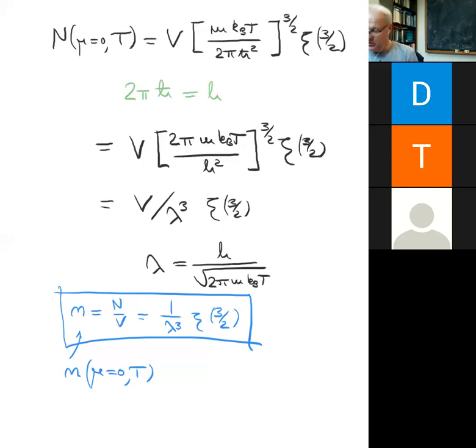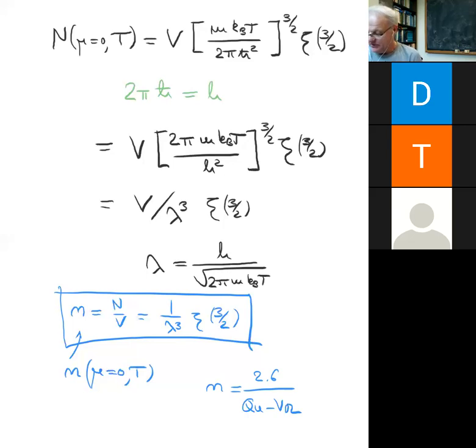And so if lambda cubed is a kind of quantum volume, then one way to say this is that this density is just some number, which is zeta of 3/2, so that turns out to be roughly 2.6, divided by some kind of quantum volume. So it's 2.6 particles per quantum volume is somehow the largest number of particles that I can put into this system.